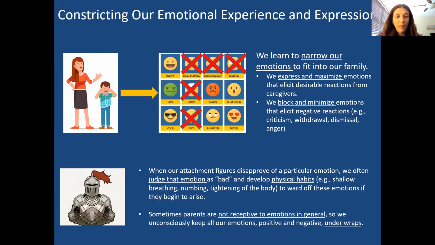As it says at the bottom, when our attachment figures, such as our parents, disapprove of a certain emotion, we start to believe that that emotion must be bad. Oh my God, I'm crying, I'm sad. That can't be good. That's not an acceptable emotion to feel. So I start to develop physical habits like armoring, like in that picture, to help block the emotion. When I have a stiff upper lip, it's harder for me to feel sad because I'm blocking that vulnerable feeling of sadness. Get it? As they arise, I automatically develop this pattern of armoring against them.